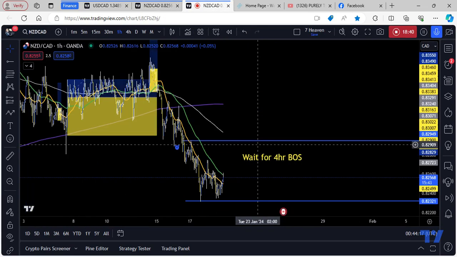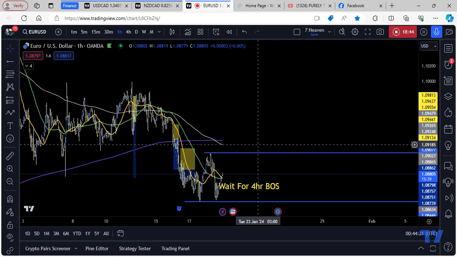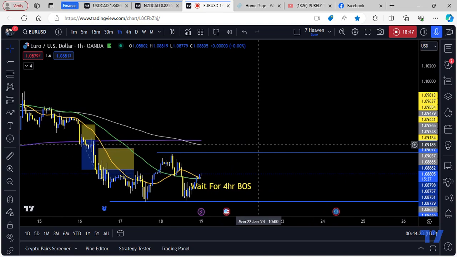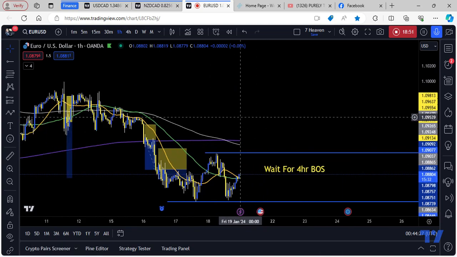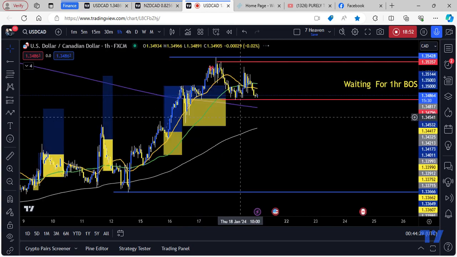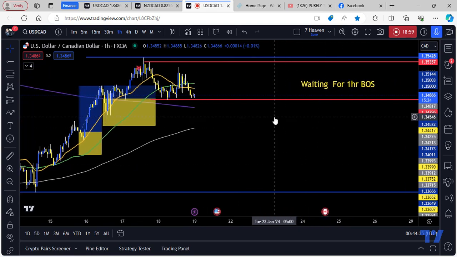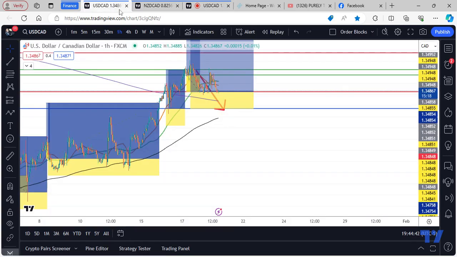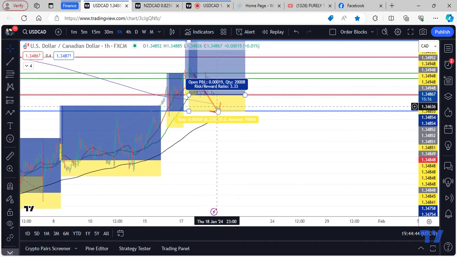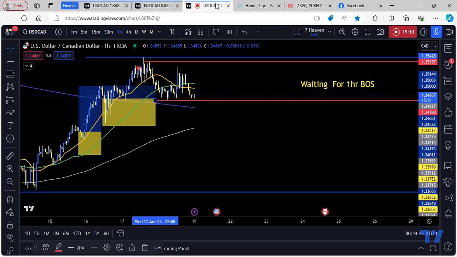Let's go back here. Yeah, this one, just wait for a 4-hour structure break. Again, 4-hour structure to break. And yeah, waiting for that 4-hour structure to break too as well. But looks like it's going to give us a nice continuation, which I'm really hoping. And a nice continuation will go right into our TP.